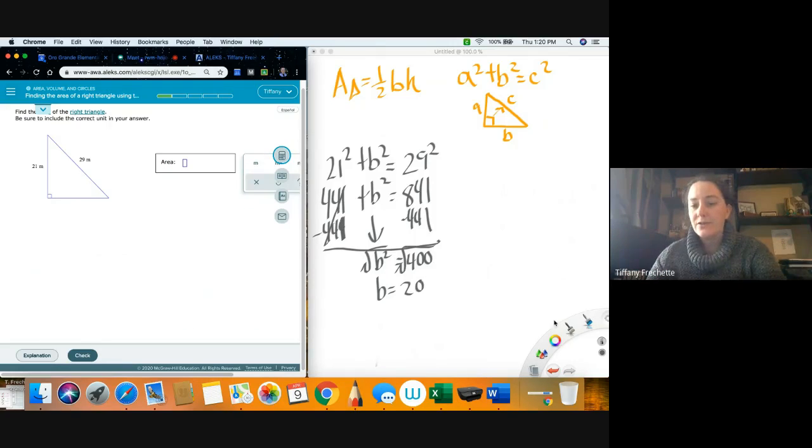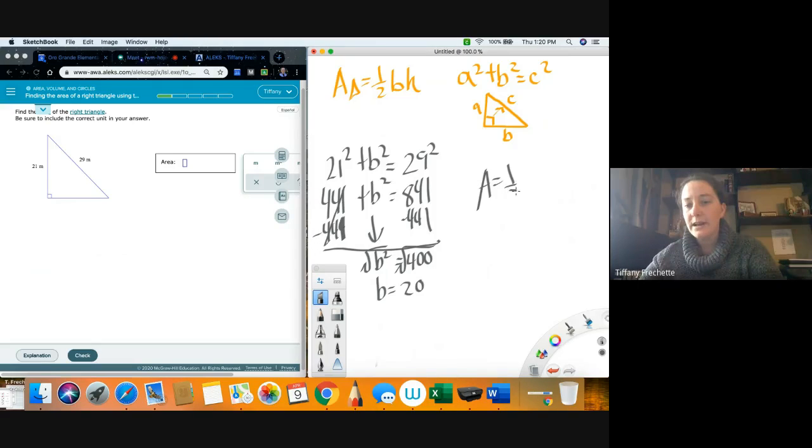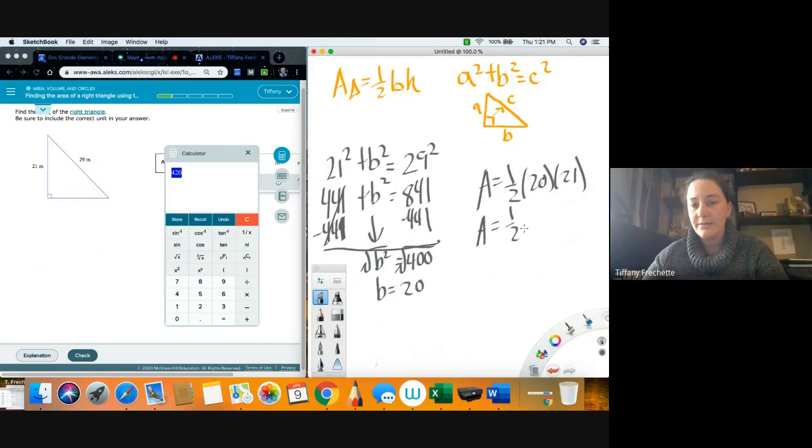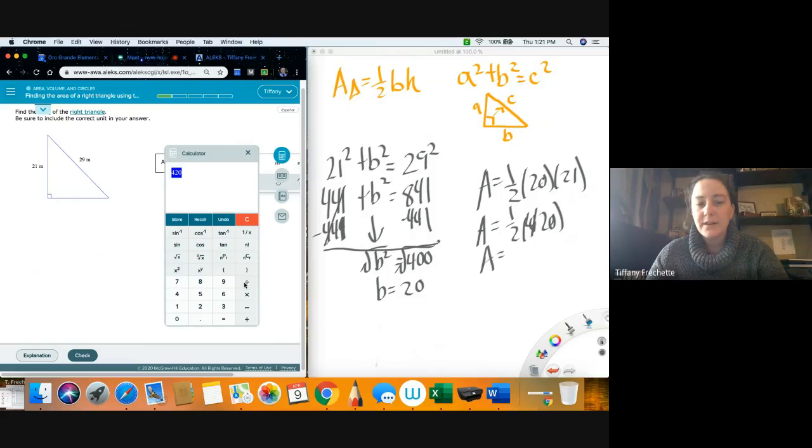All right, so we have to plug it in. Now this is the base, and this is the height. So I have area equals 1/2 base times height. So I get 20 times 21 equals 420. A equals 1/2 of 420. And so again, I'm just going to divide by 2, and I will have my answer.